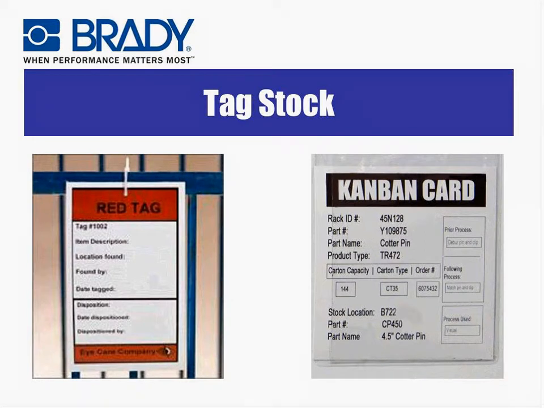The GlobalMark can also print directly to a flexible tag stock, great for creating tags for inspection and safety purposes. The tag stock also finds practical use in printing custom Kanban cards on demand.